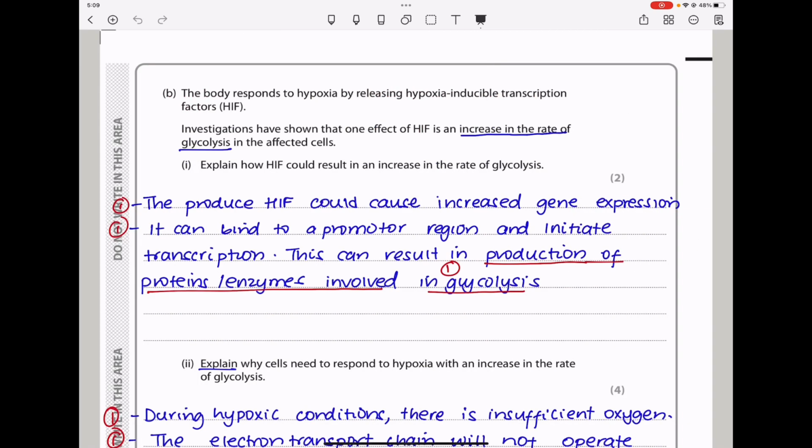Moving on. Here they say the body responds to hypoxia by releasing hypoxia-inducible transcription factors, HIF. Investigations have shown that one effect of HIF is an increase in the rate of glycolysis in the affected cells. Explain how HIF could result in the increase in the rate of glycolysis. So any factor that is going to induce cells to react in a specific way should be able to either bind onto receptors or to be able to enter into the cell.